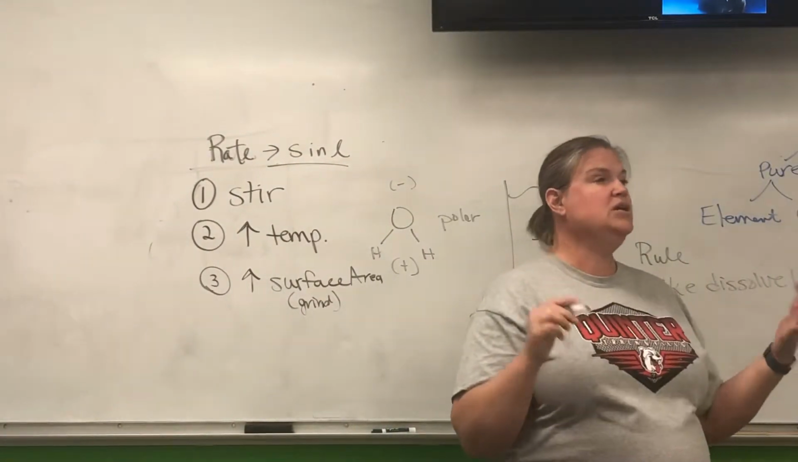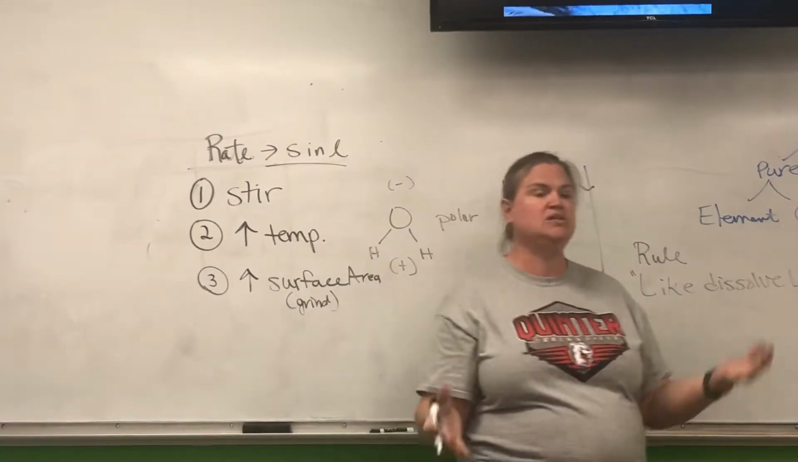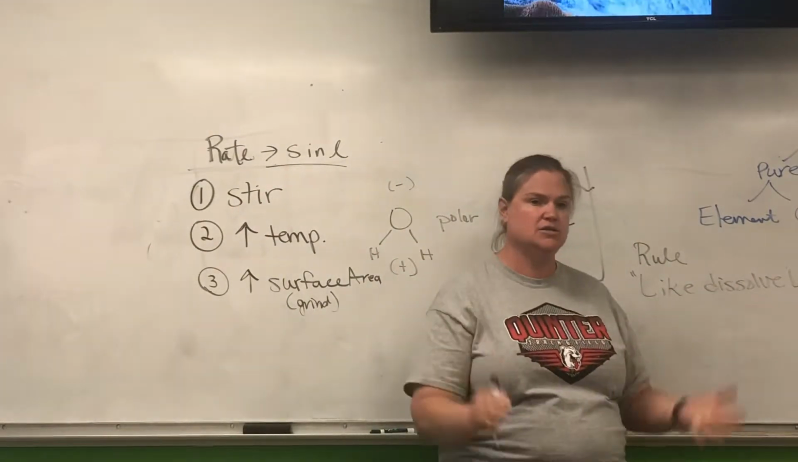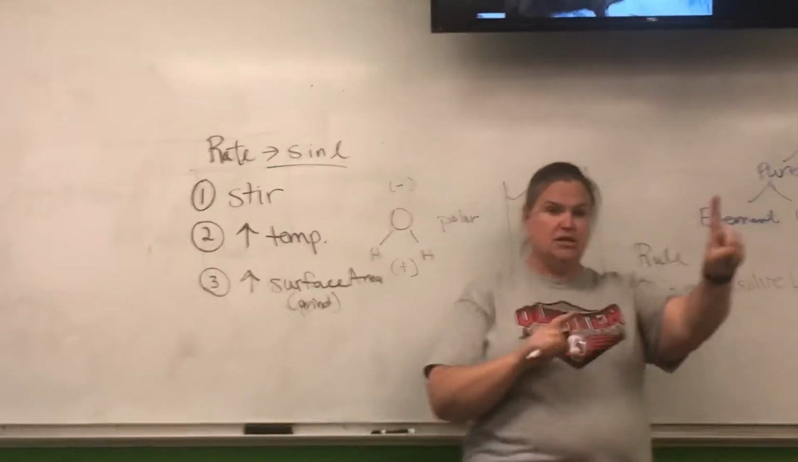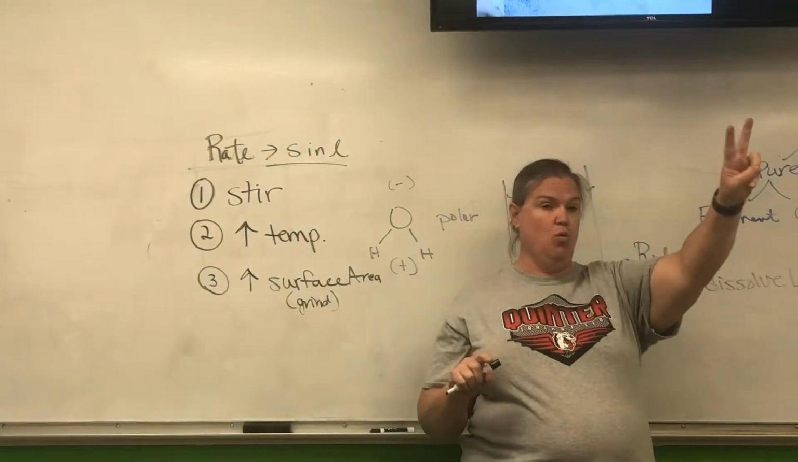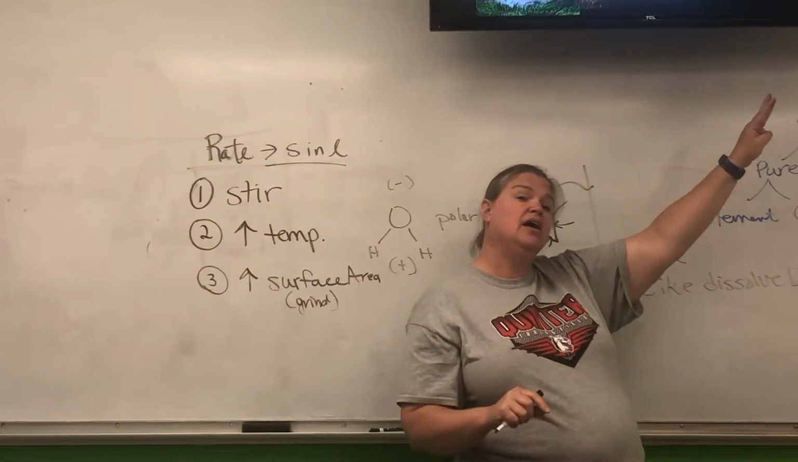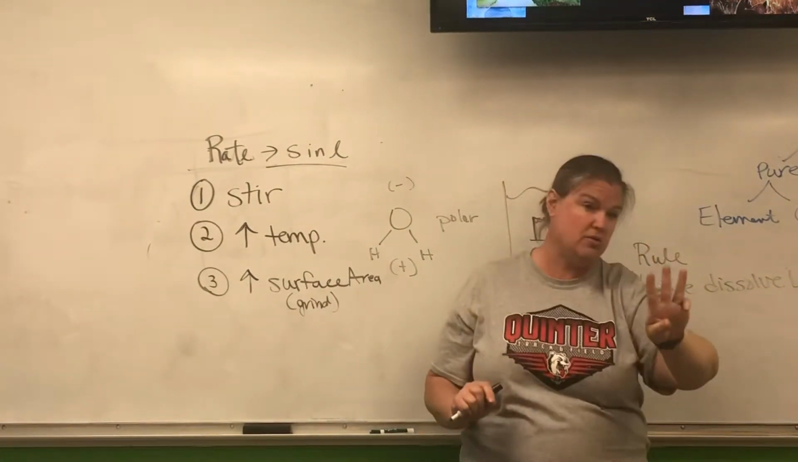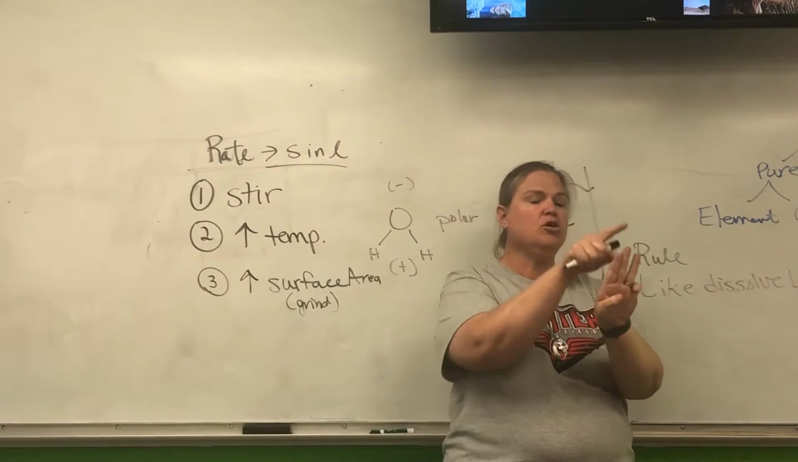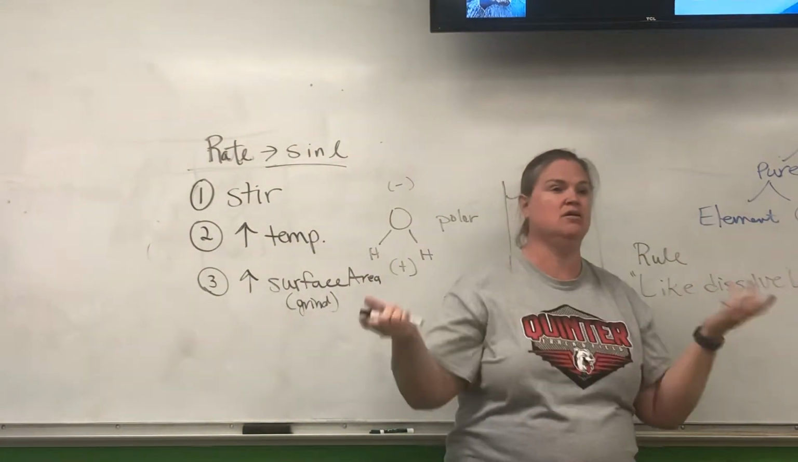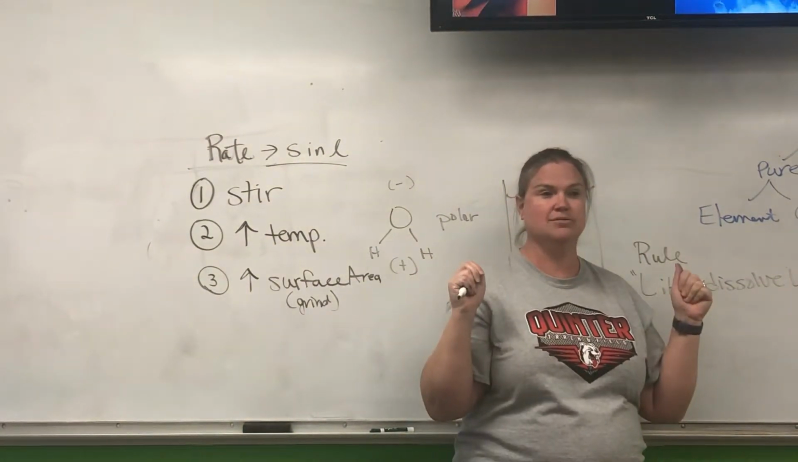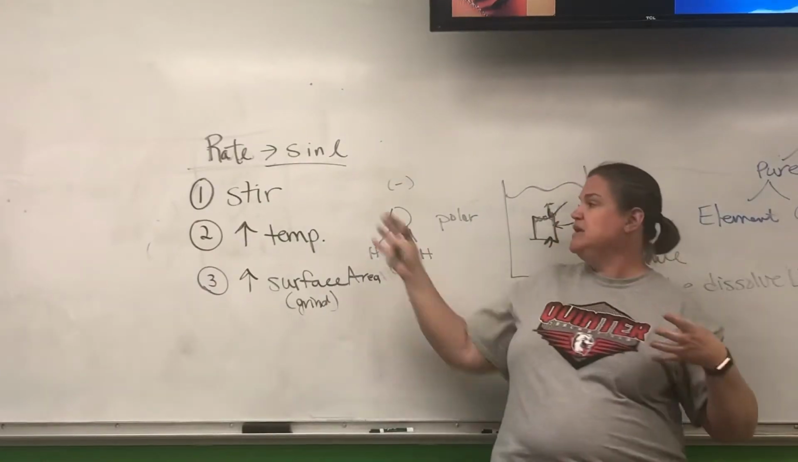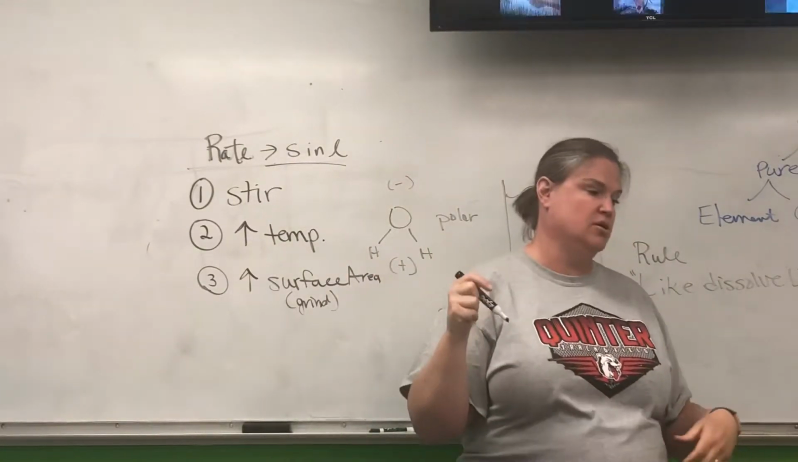So if I wanted to make sweet tea, what is the fastest way I could dissolve it? Stir it and heat it up. Have it warm and crush up the sugar. If I ground up the sugar or use powdered sugar, hot, and stirring the tea, it'll instantly dissolve almost. Does that make sense? So combinations of these make it even faster.